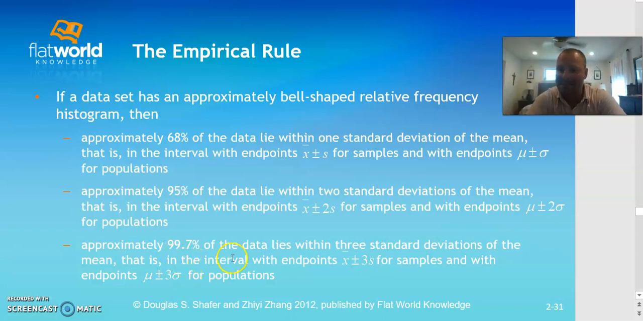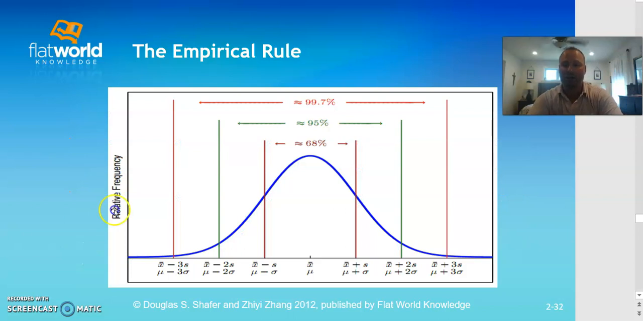That basically means here, if you add or subtract one standard deviation from the mean, add or subtract two standard deviations from the mean, add or subtract three standard deviations from the mean, you will have this percentage of data. Notice it's almost 100%, but it's not 100%. It's 99.7%. This chart shows that a little bit more clearly. Notice 68% between one standard deviation from the mean, 95% two standard deviations from the mean, and 99.7% three standard deviations from the mean.